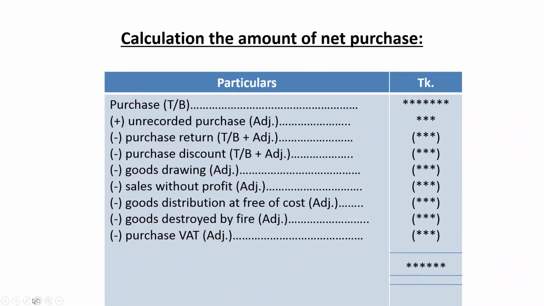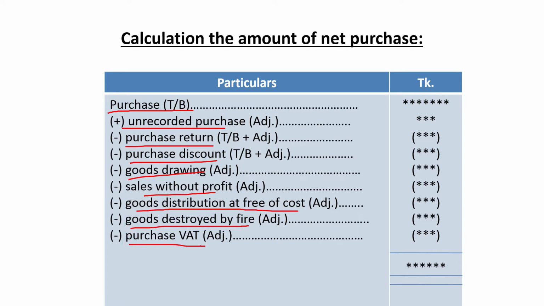My dear students, today I want to show how we can calculate the amount of net purchase using a table. At first we should write down purchase from trial balance. Then plus unrecorded purchase, minus purchase return, minus purchase discount, minus goods drawing, minus sales without profit, minus goods distribution at free of cost, minus goods destroyed by fire, minus purchase VAT.